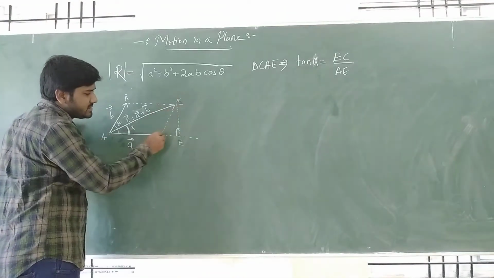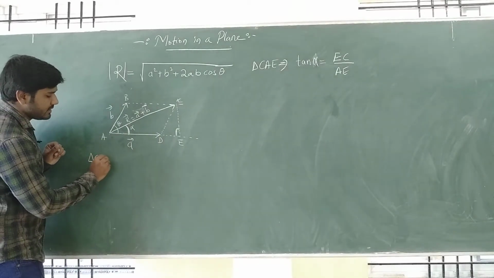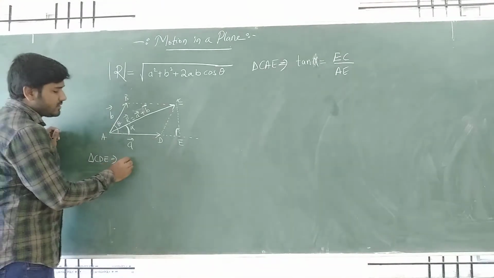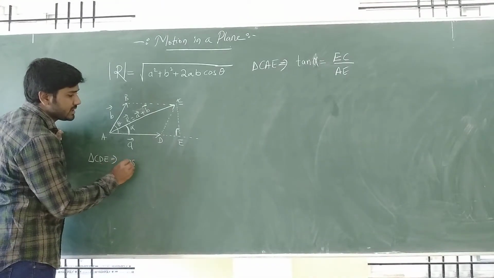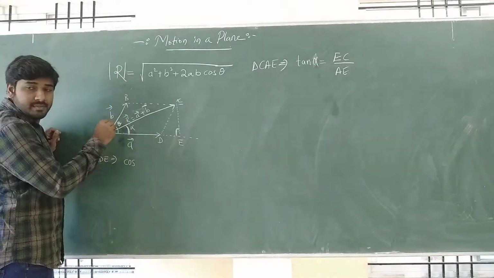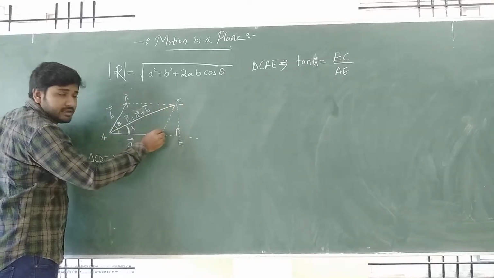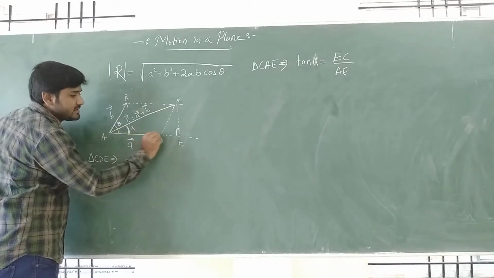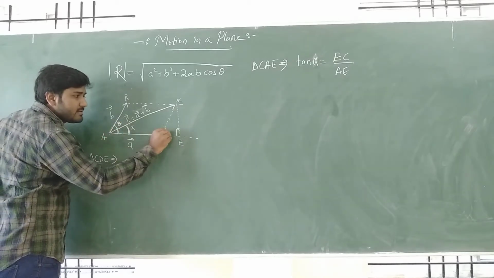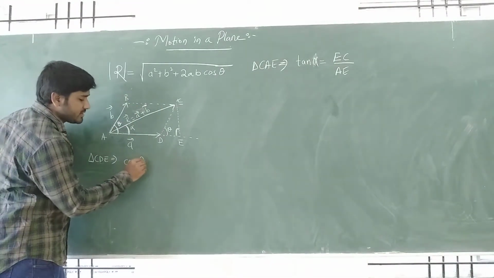Now see, again, consider this triangle CDE. It is also a right angle triangle, correct? Can I write cos theta here? This angle is theta. It is vector B, and this is parallel to this again, and this is the extension here. So this angle and this angle will be same. Correct? Okay.